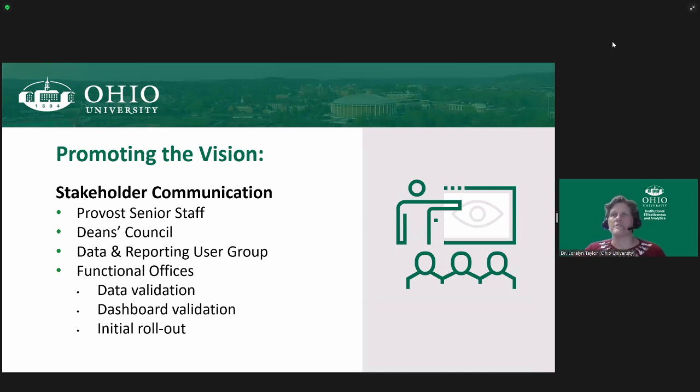At Ohio University, some of the groups we involved when implementing our analytics initiative included academic decision makers, our senior leaders and executives, our data and reporting user group. And of course, you can't be successful in any data literacy work without involving your functional offices, such as the registrar's office, financial aid, and admissions.